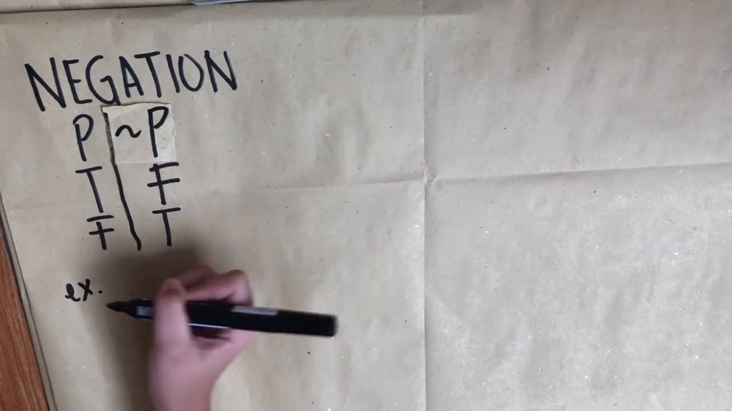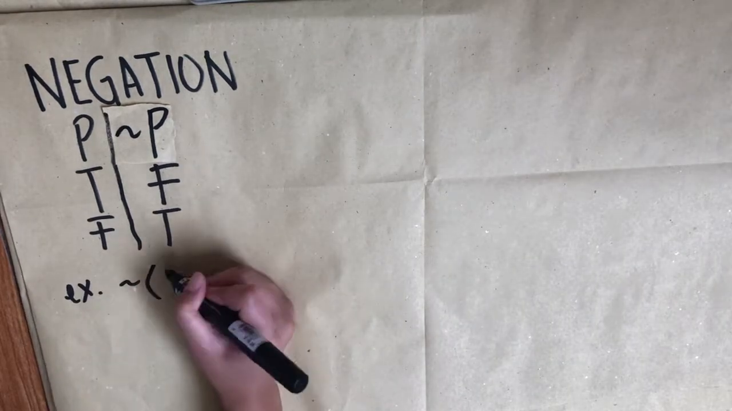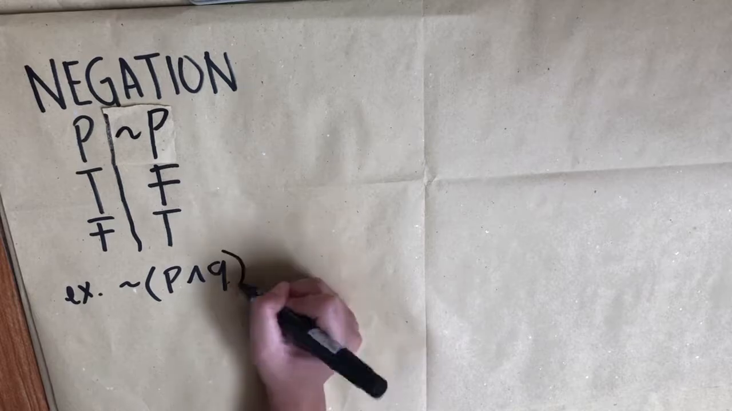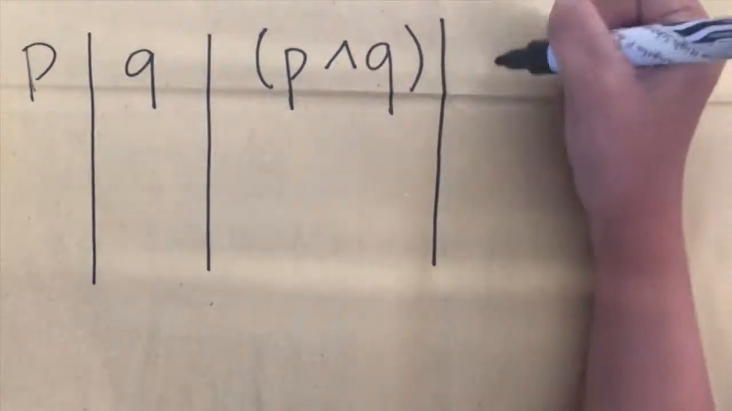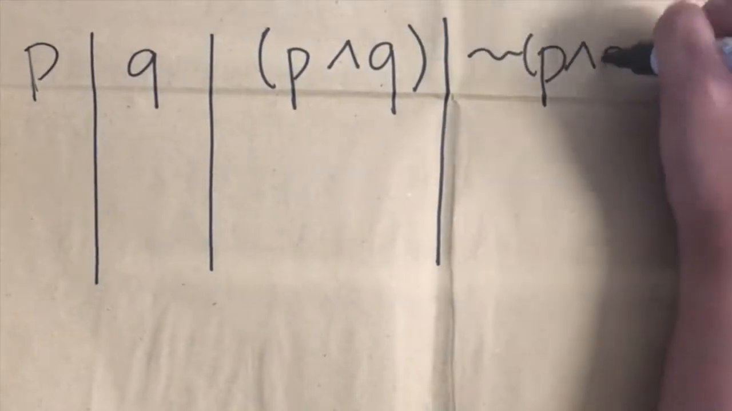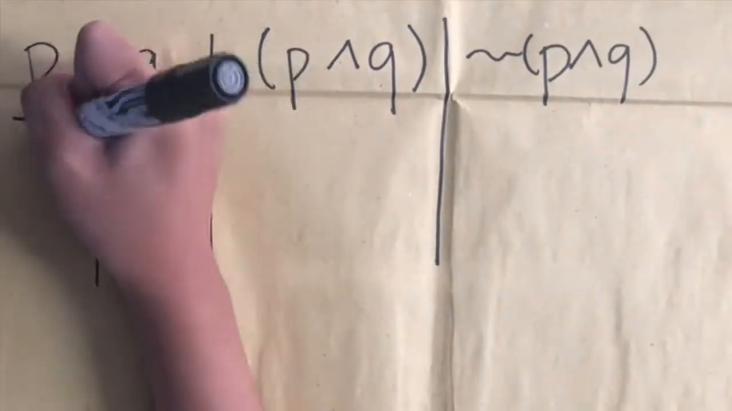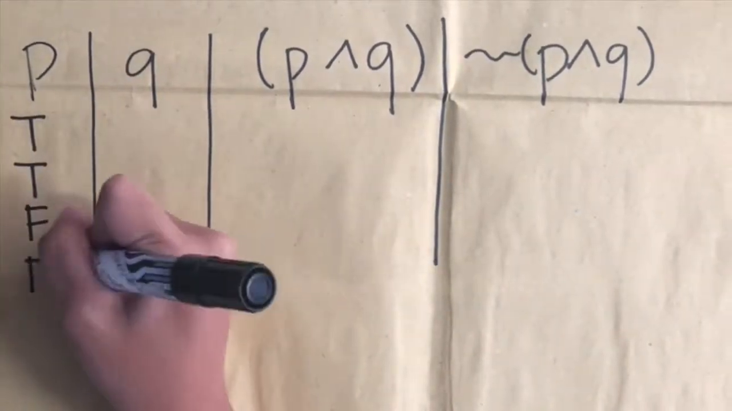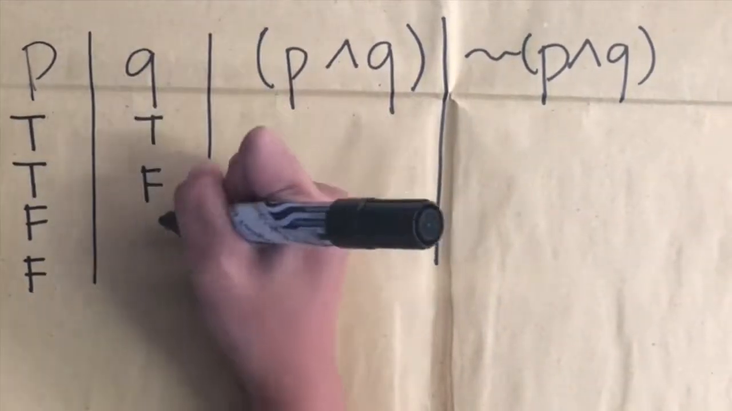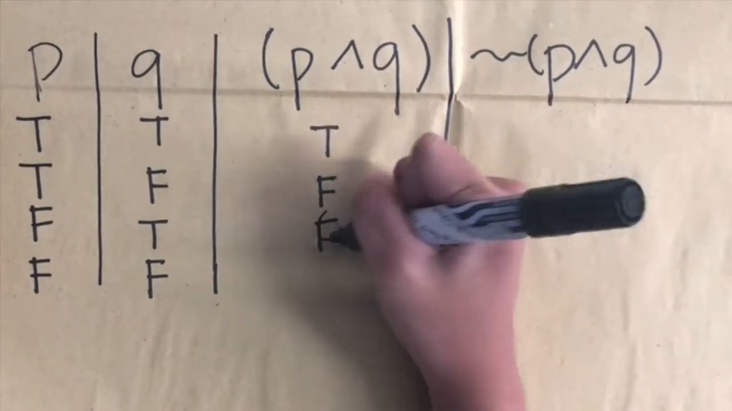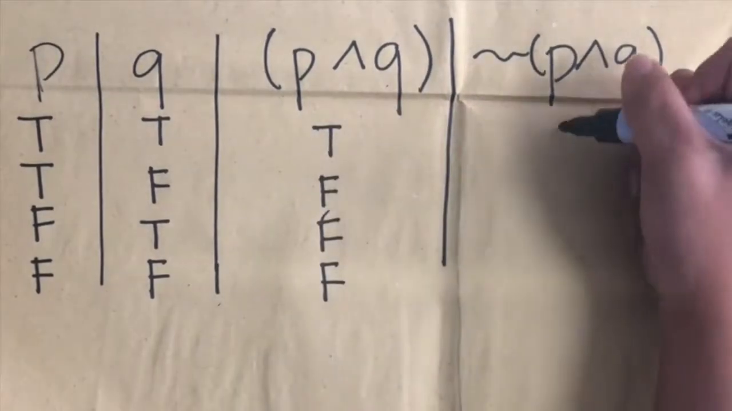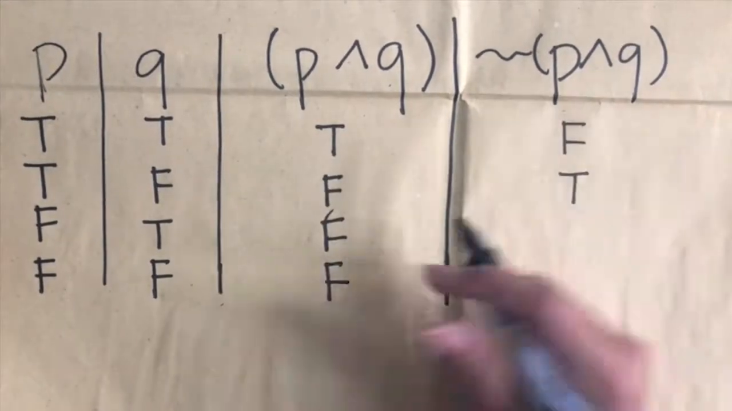Example: this is the equation we're gonna solve, not P and Q. So we have our first two variables, P and Q. Now we have P and Q and not P and Q. Those are our variables. Of course, our four possibilities. For P and Q, we apply the rule for conjunction. So now we'll do the negation of P and Q.